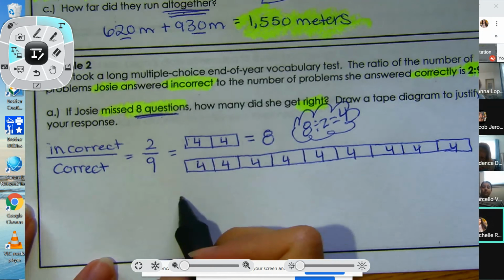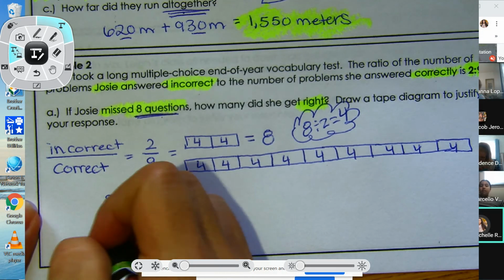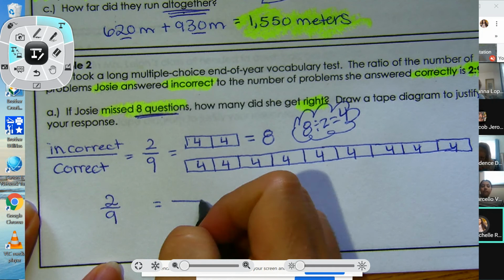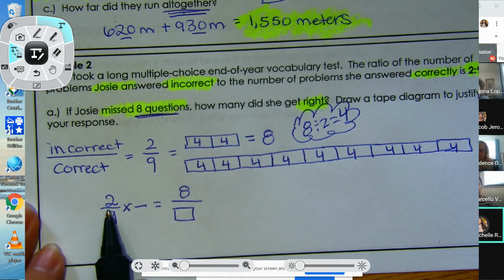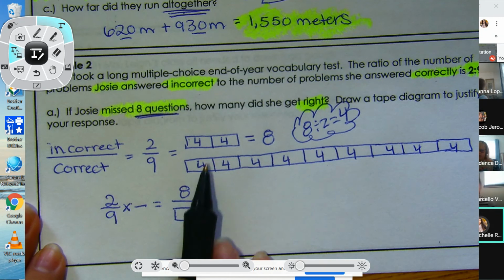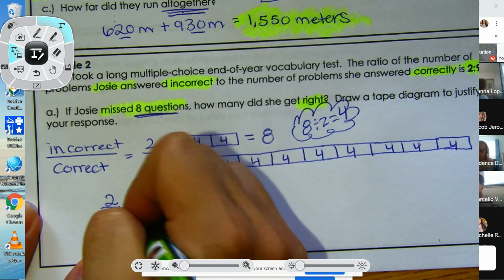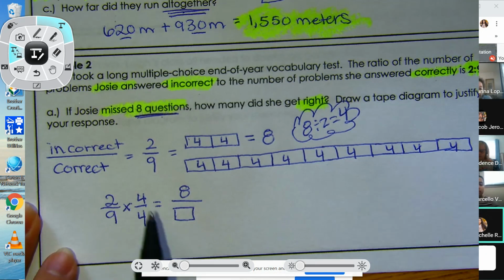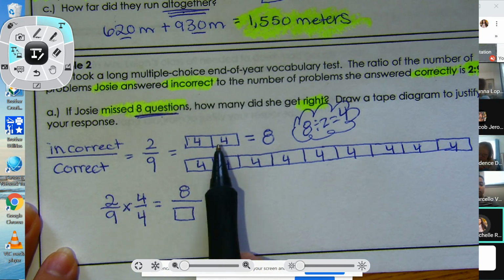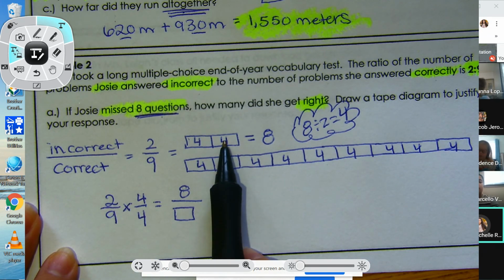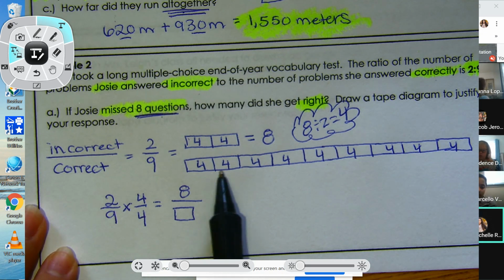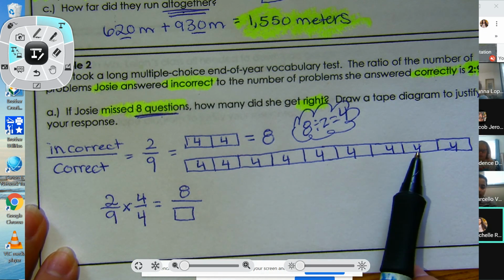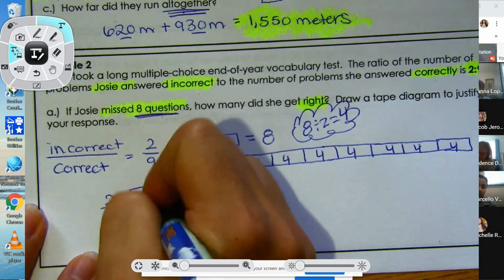So to activate your prior knowledge again, think about it like this. 2 over 9 equals 8 over what? And what do you have to multiply 2 by to get 8? Yes, 4. And over here, 4. Look, guys, there's 2 4s. Aren't there 2 4s right here? Yes. Look right here. There's 9 4s. Are there 9 4s right here? There sure are. See that?